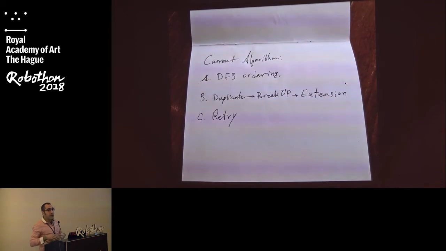So combining everything together, here is how the current algorithm works. It uses a DFS sort order. To resolve overflows, it first tries to duplicate objects. If it doesn't work, it tries to break it up. If that doesn't work, it tries to use an extension lookup type. And every time it has to use one of those strategies, it restarts everything from scratch.